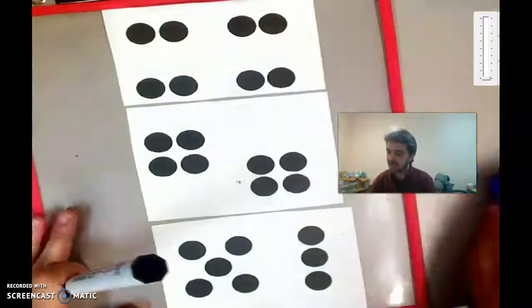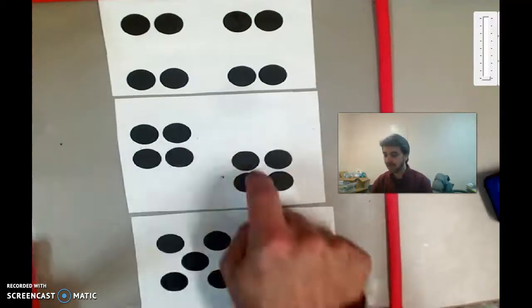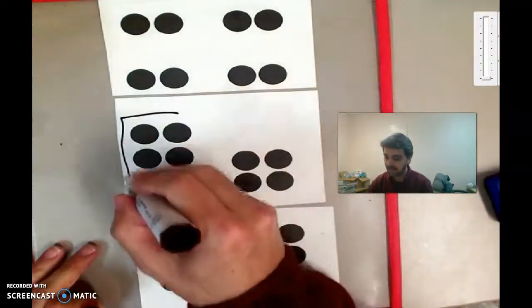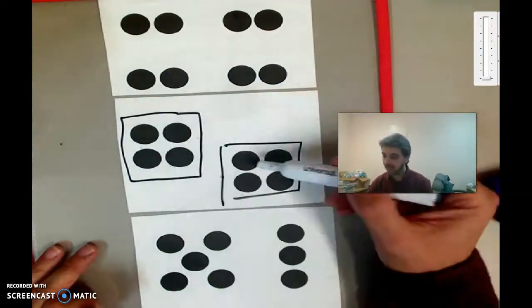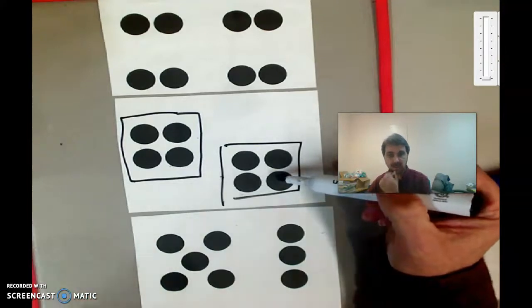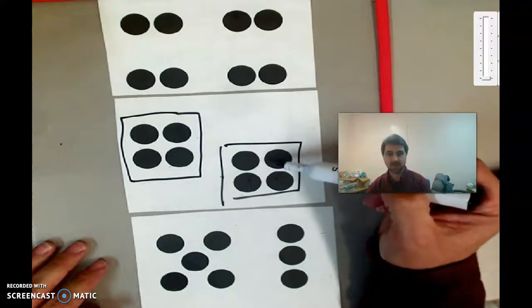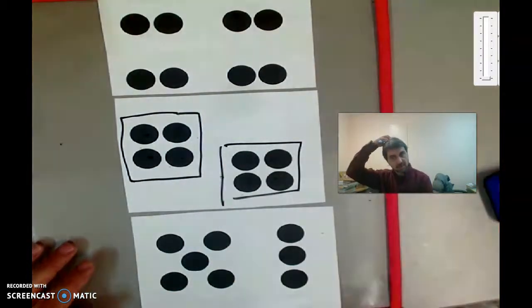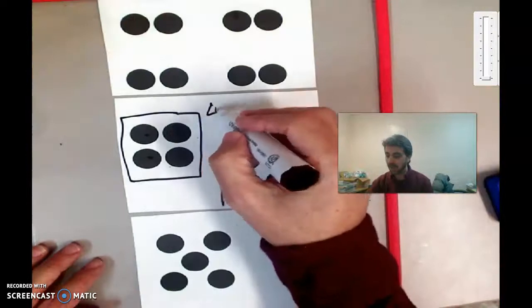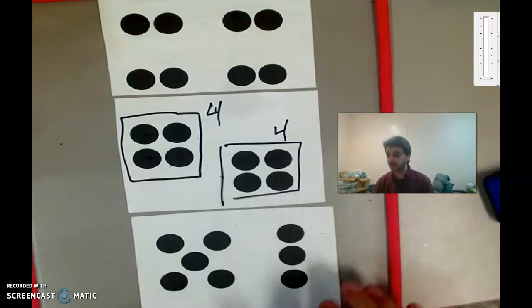If we look at the next card, looks like dice, doesn't it? If it was dice, it would kind of look like this. So again, we have 4, 5, 6, 7, 8. You could just know that's 4 and then count on 5, 6, 7, 8. Who did it that way? Who did it like 1, 2, 3, 4, 5, 6, 7, 8? Counted all of them. Did anybody see 4 and 4 like I did and do 4 and 4 makes 8? All right, those are all great ways.